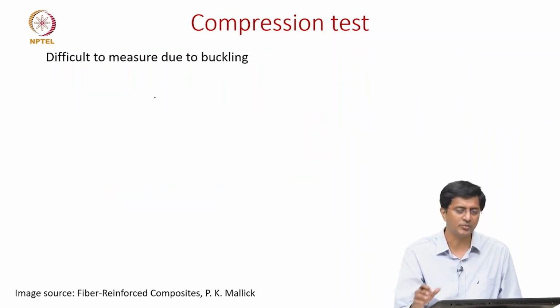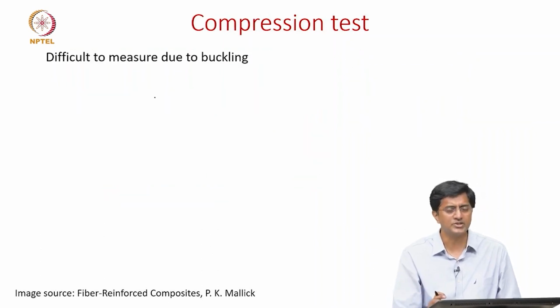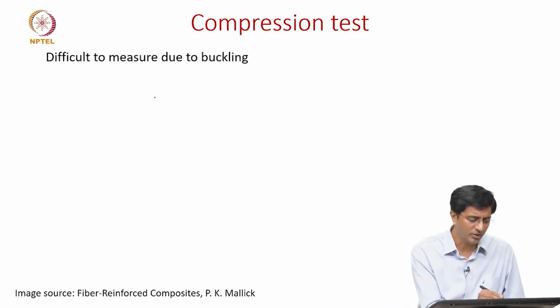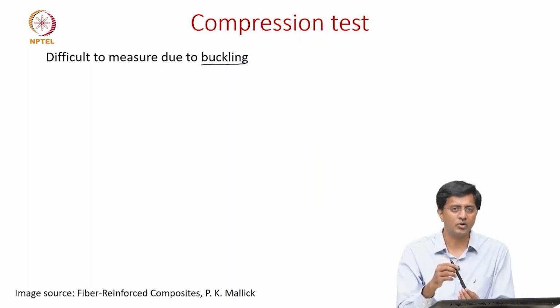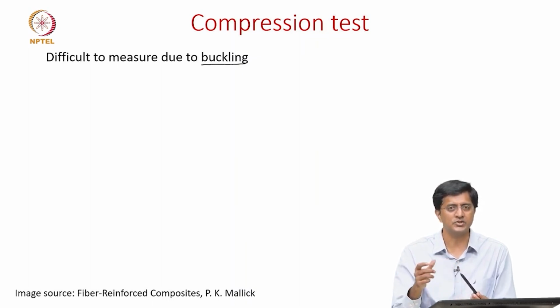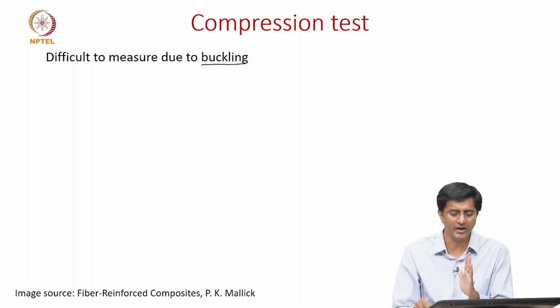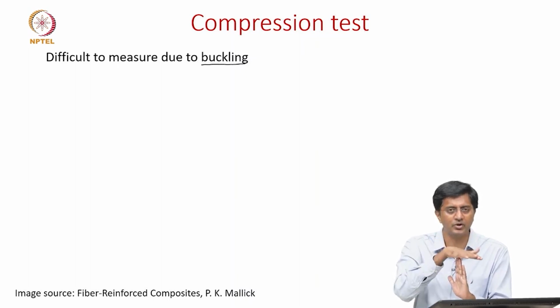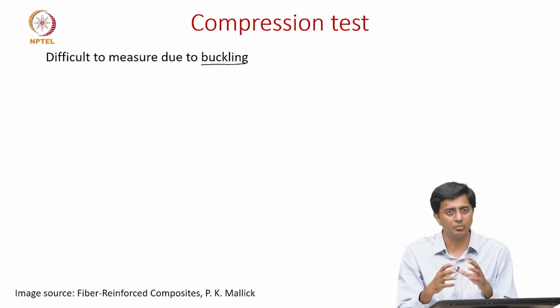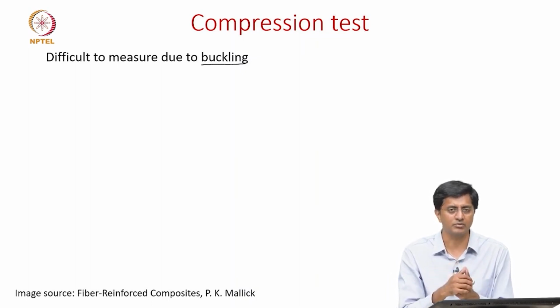Next comes the compression test. Usually compression tests are much more difficult compared to the tension test, mainly because of buckling. Because in composite panels, usually the slenderness ratios are high, meaning their dimensions are much longer compared to the thickness of the panel. So let's say there is a panel and we are applying a compressive load, we expect it to buckle first, even before it shows any compressive failure modes.